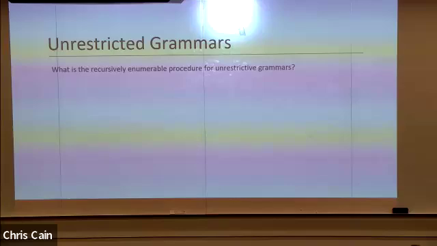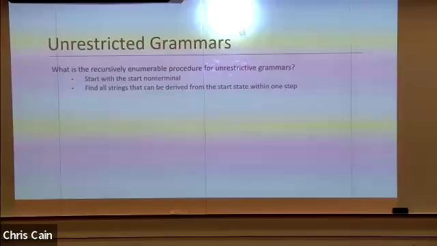So what would that look like? We're going to start with the start non-terminal, as always. We have to start an unrestricted grammar with a start non-terminal. Has to happen. But then we're going to find all strings that can be derived from that start state within one step. That requires an entire parse through the grammar to figure out where can we go from here with one step. We do know that all grammars have a finite number of productions. So this list of everything that can be derived in one step will be finite.